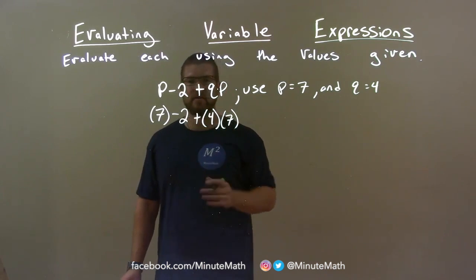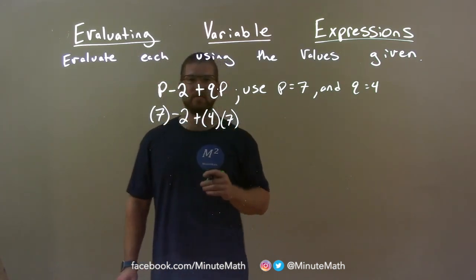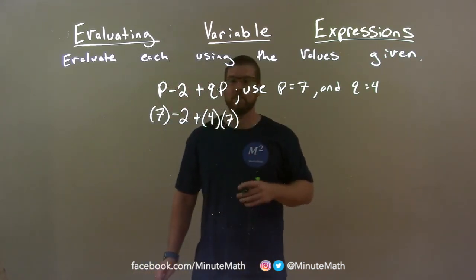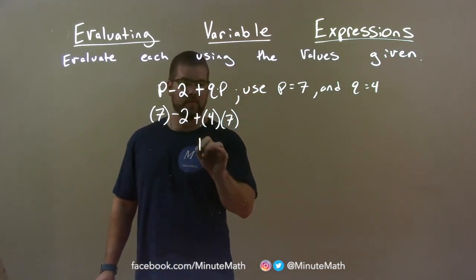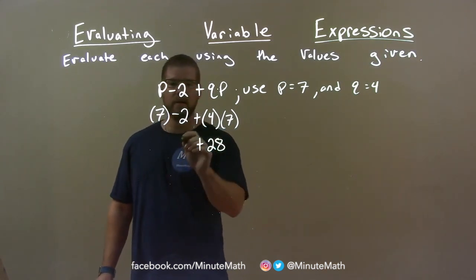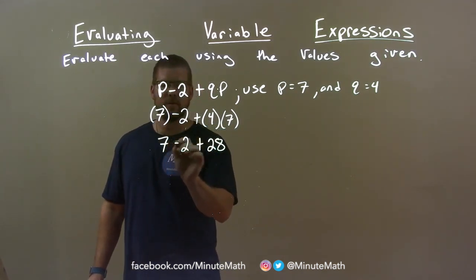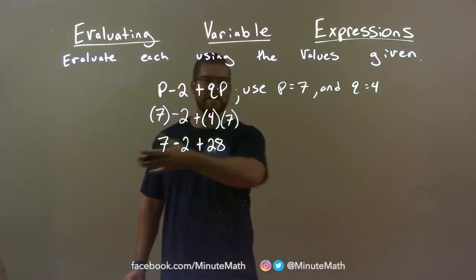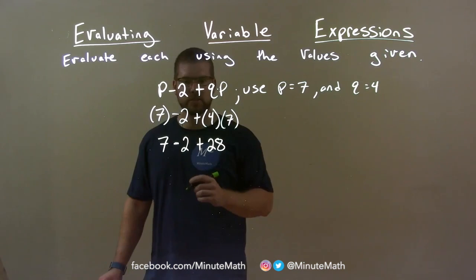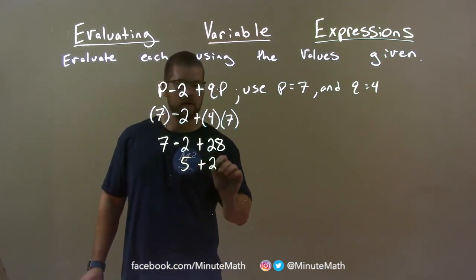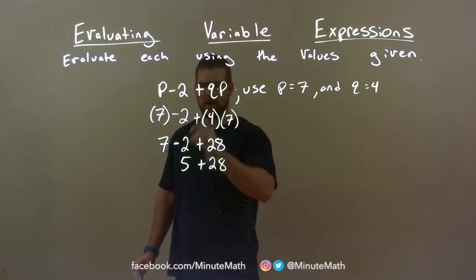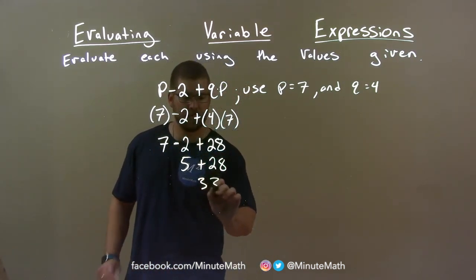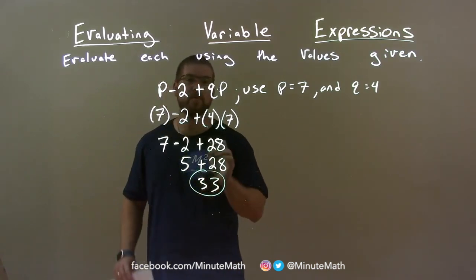So now let's simplify. 4 times 7. Well, what's 4 times 7? Well, 4 times 7 comes out to be 28, right? So we have 28 here, 28, and bring down everything else, minus 2 and the 7, 7 minus 2. Now we have subtraction and addition. Let's just read left to right. 7 minus 2 is a 5. And I bring that 28 down. 5 plus 28 is 33. So our final answer here is simple, 33.